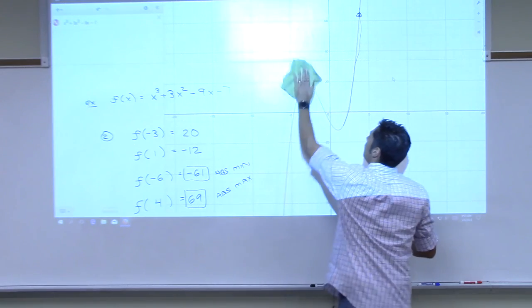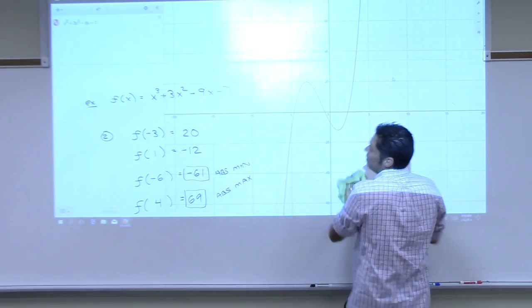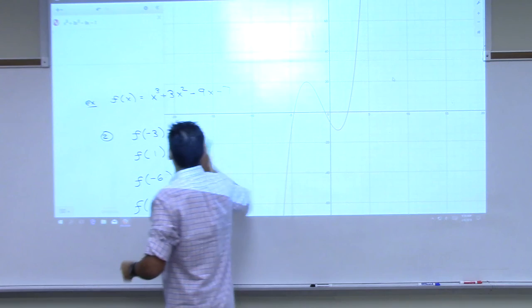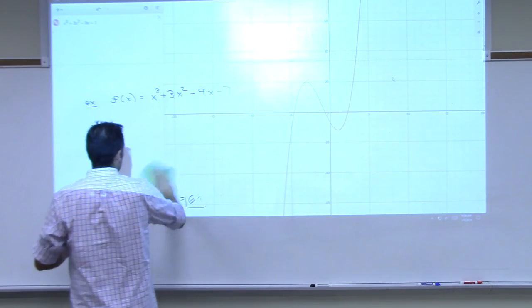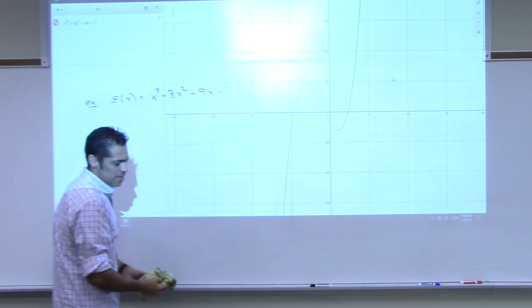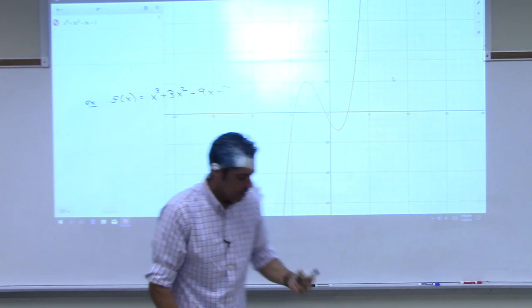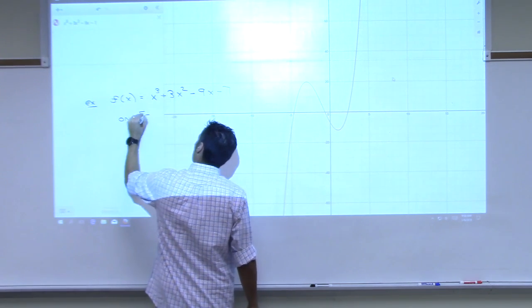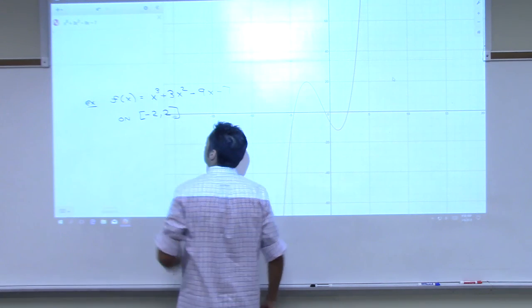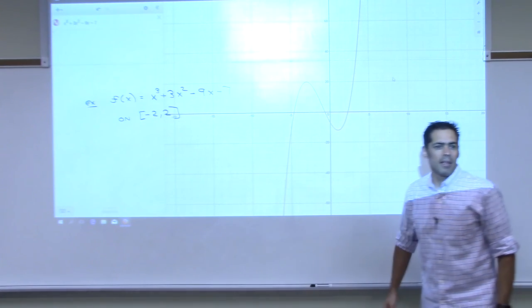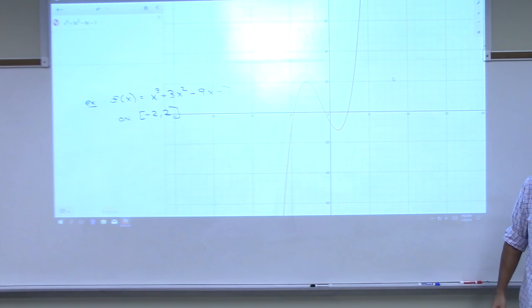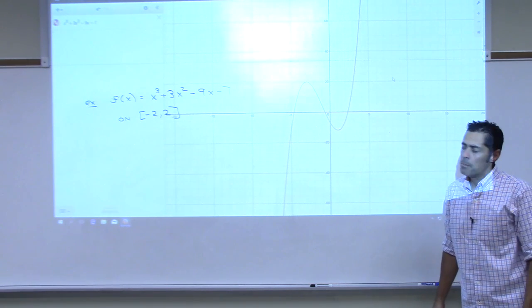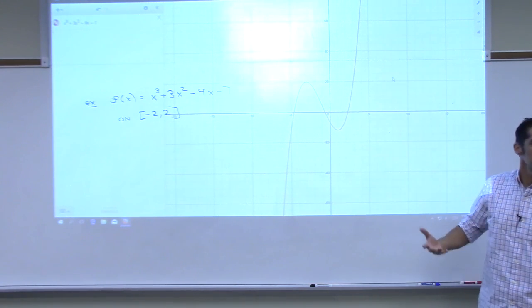Now the next question I'm going to ask is the same exact problem, okay? So I'm going to give you that function again, but this time let's look at it on the interval negative 2, 2 instead of negative 6, 4. So how would that change things?